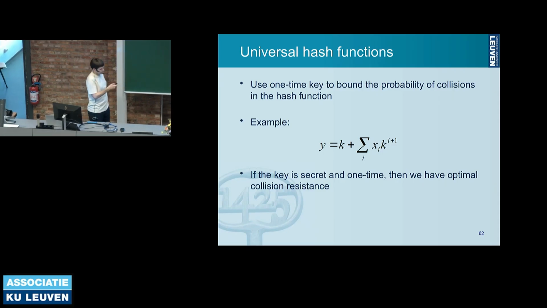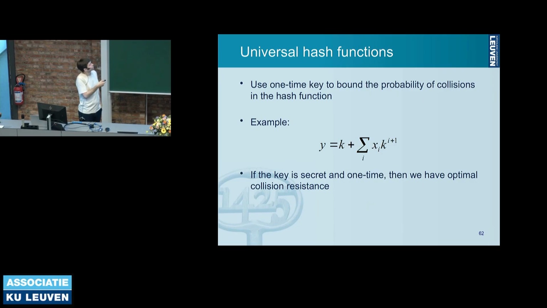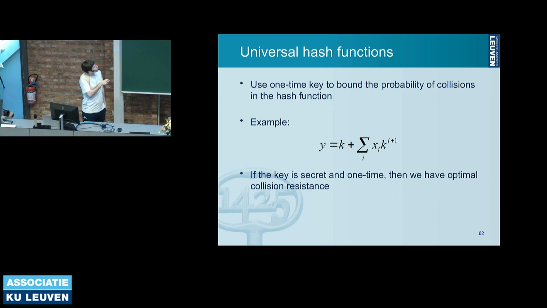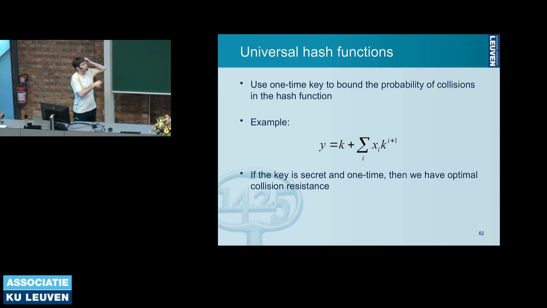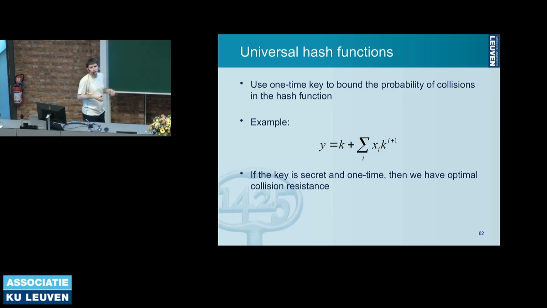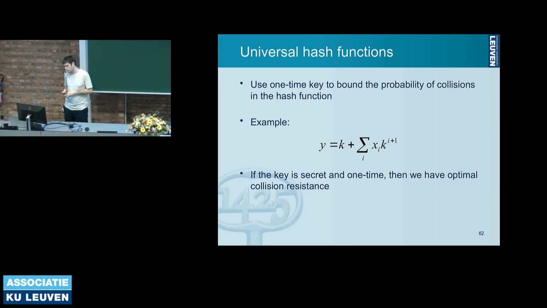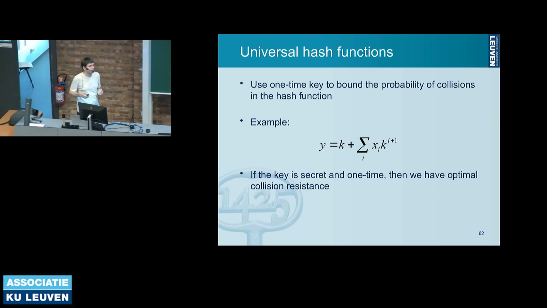So if you want to see whether this is collision resistant, you would need that this output Y is the same for two different messages. But for this to happen, the key needs to be a root of the polynomial. It's a polynomial of degree d, so this allows you to bound the number of roots, and this gives you a bound on the collision probability.